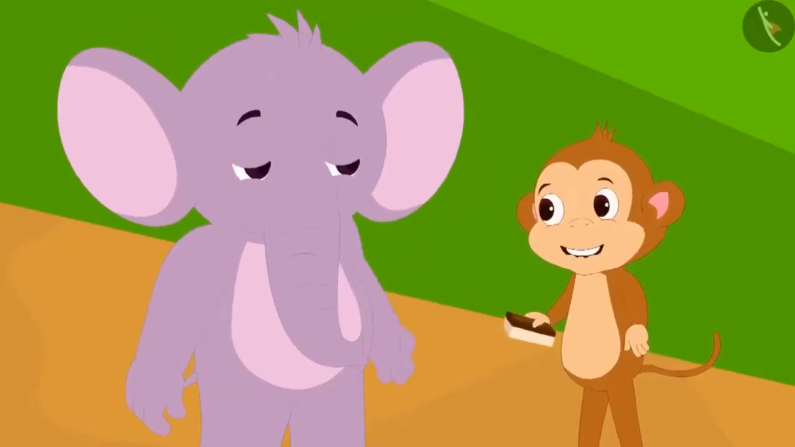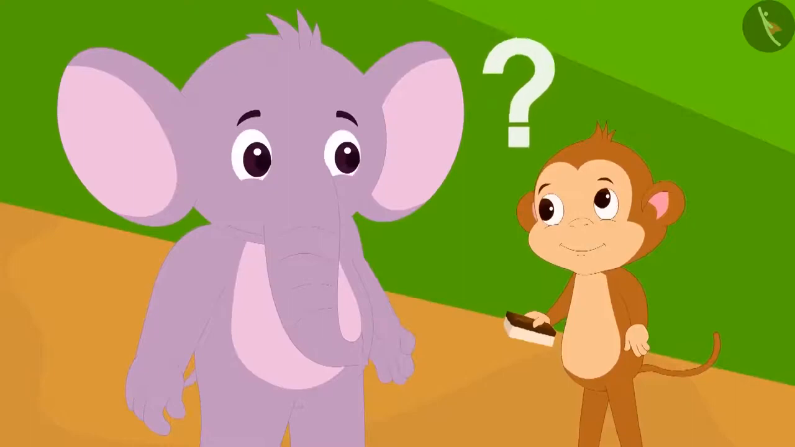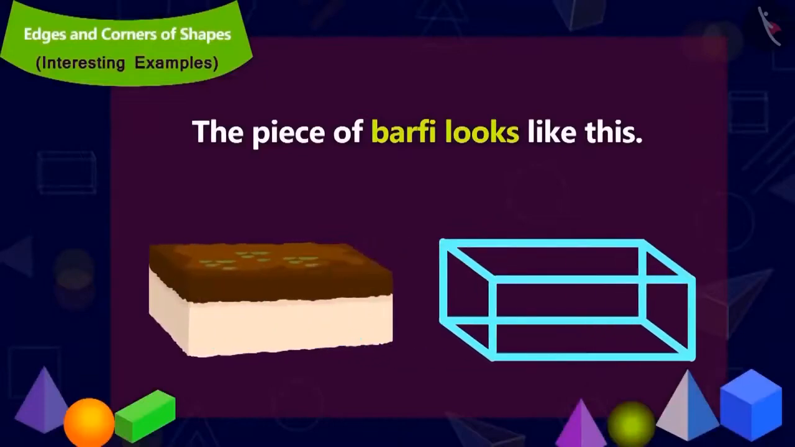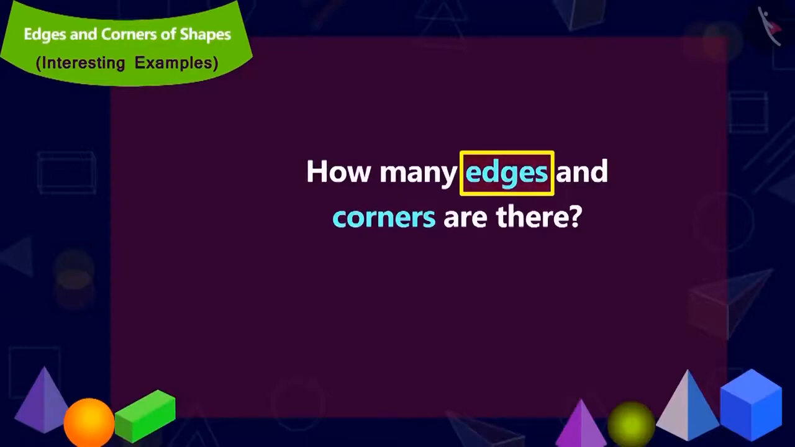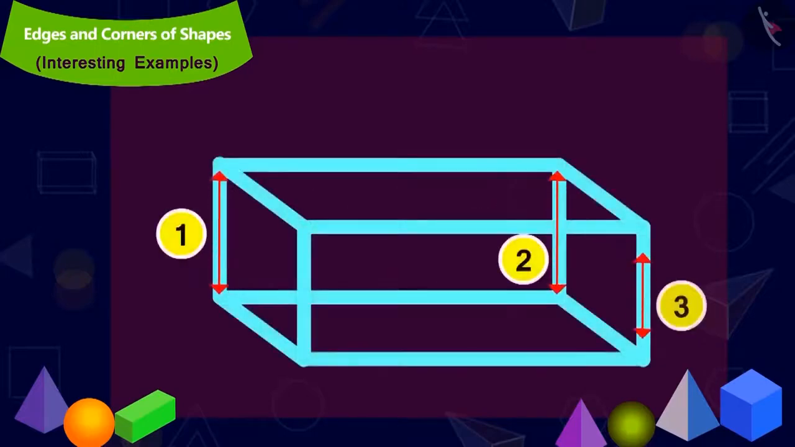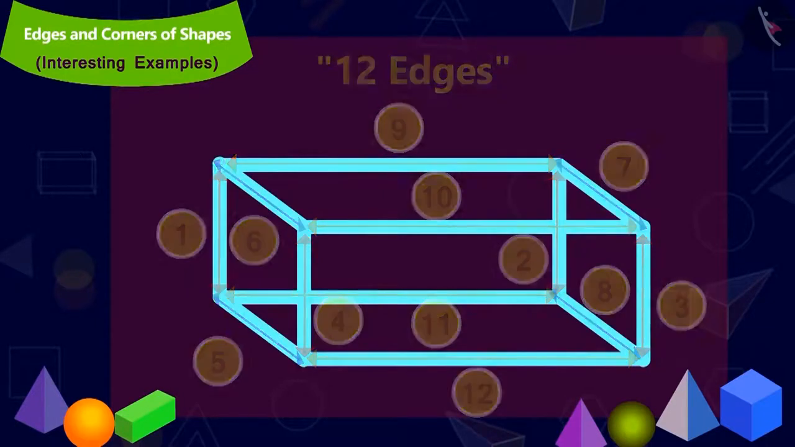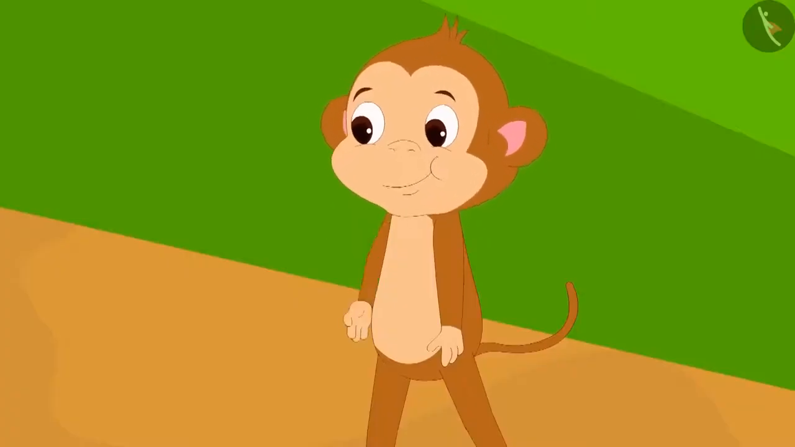Babban immediately said, 12 corners and 8 edges. Is Babban's answer correct? This is how the piece of burfi looks. Can you tell how many edges and how many corners does it have? Here are the edges. How many edges are there in total? 12. And how many corners? 8. Babban's answer is absolutely correct. He quickly ate the burfi.